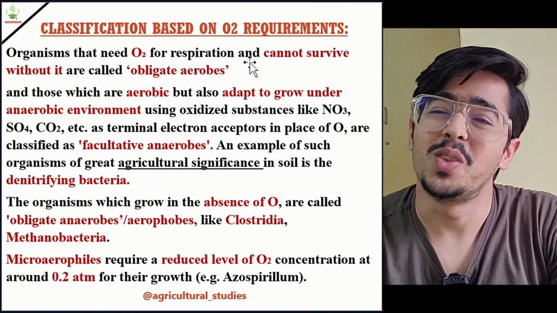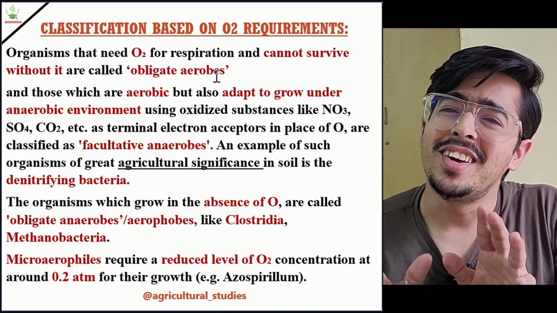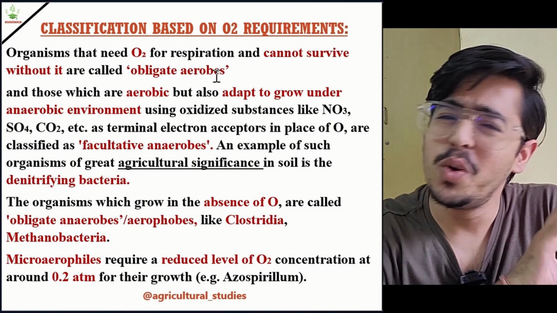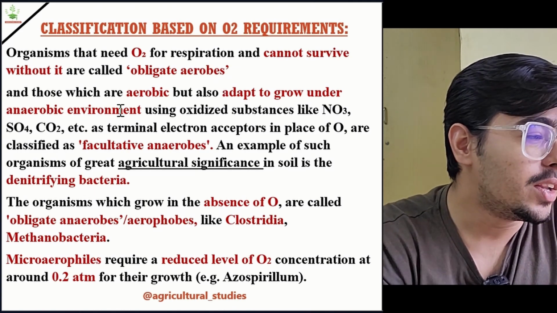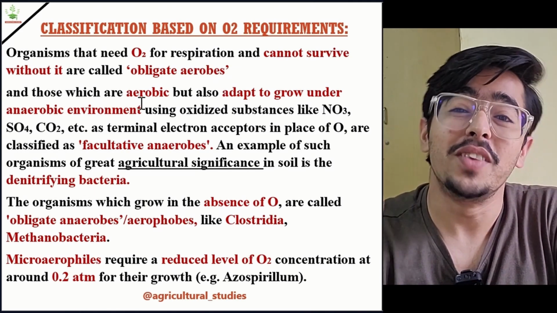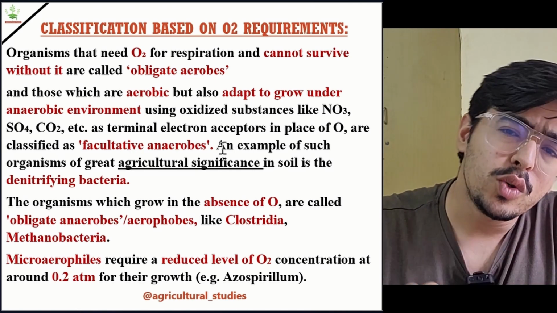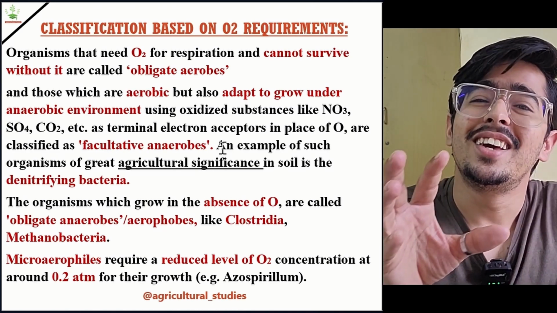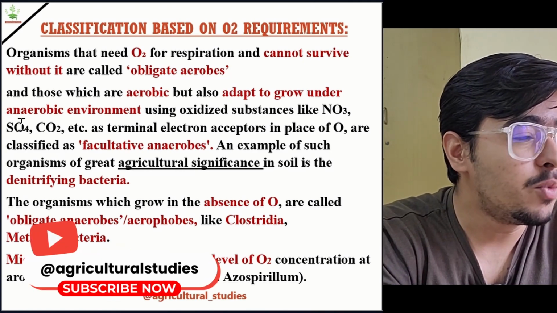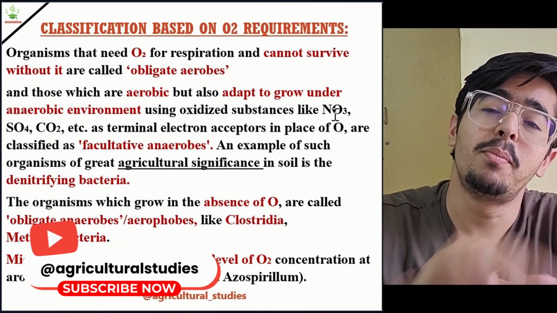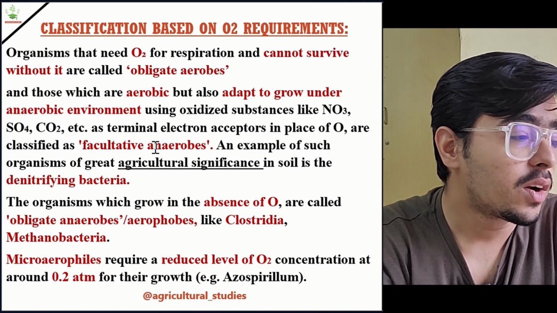Then there is a classification based on the oxygen requirements. You know that the obligate aerobes, they are totally dependent on what? They are totally dependent on oxygen, right? They don't have any other option, so they cannot survive without it. And those which can survive without oxygen also are known as the facultative, right? There will be the word facultative aerobes. So how can they grow without oxygen? Because they adapt to grow under anaerobic conditions, as they can depend also on nitrate, sulfate, and carbon dioxide. Okay, so they are called the facultative aerobes.